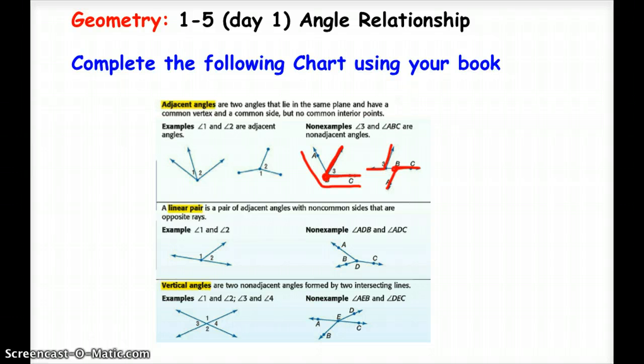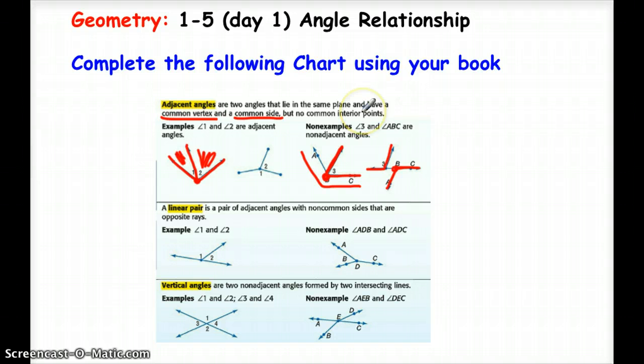Adjacent angles are two angles that lie in the same plane, and they have a common vertex and a common side, and they have no common interior points. If I think of adjacent, adjacent means next to each other. When you look at examples 1 and 2, here's the common vertex and there's the common side, and this is the interior and that's the interior, so they don't have any common interior.